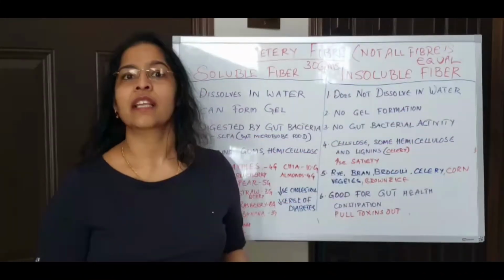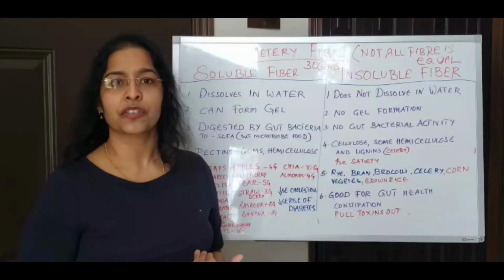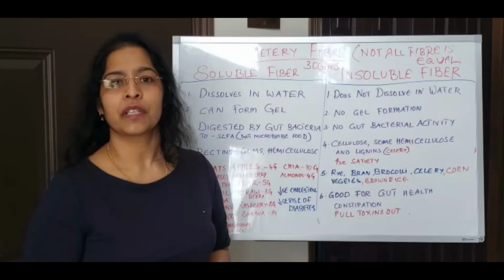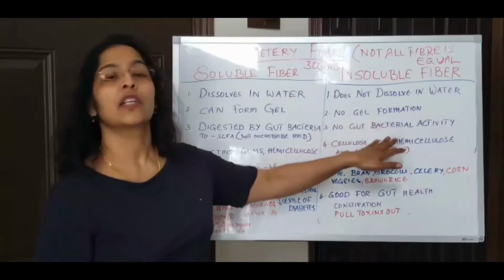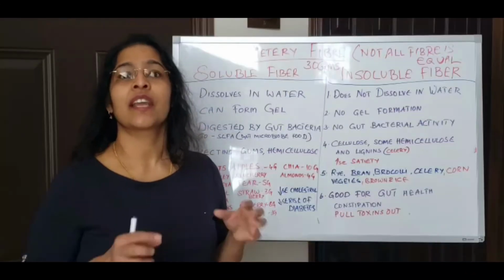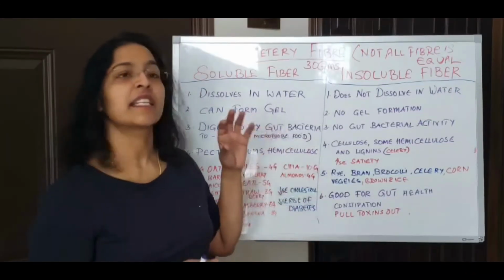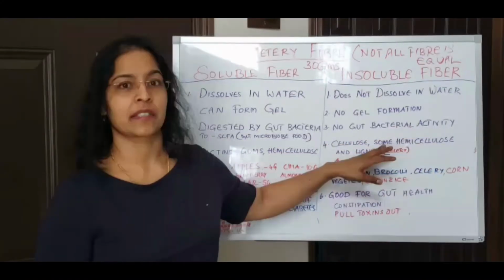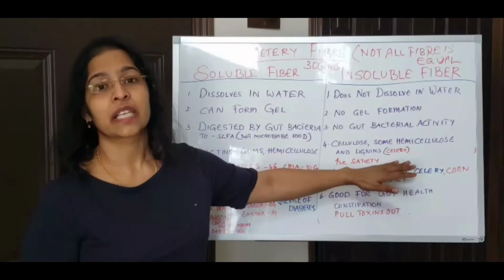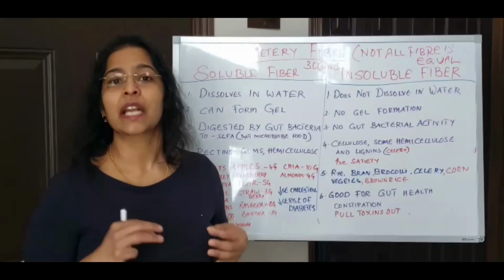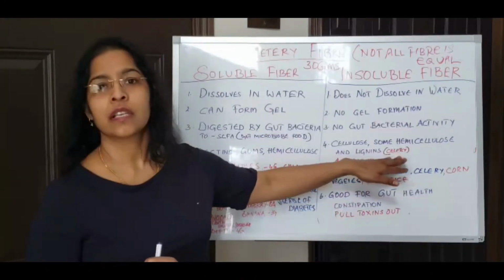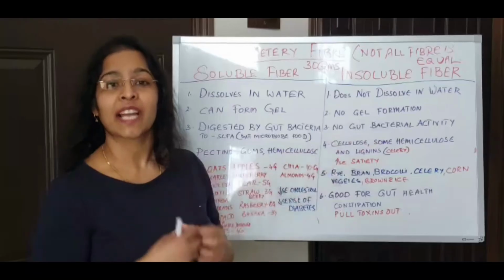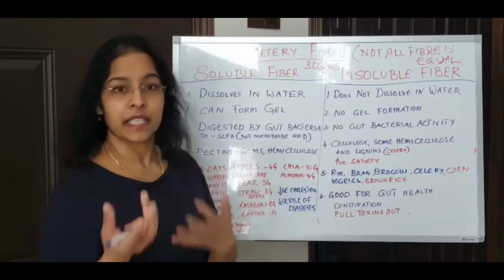Insoluble fiber, as it says, doesn't dissolve. It goes into your stomach. The stomach can't convert it into anything. It doesn't form any gel. There is no gut bacterial activity. They form bulk in your body, and it can actually convert to cellulose, some hemicellulose and lignins. Celery is the best example for lignins. You see that fibrous content in celery, that is actually very good. It will form bulk in your intestine.